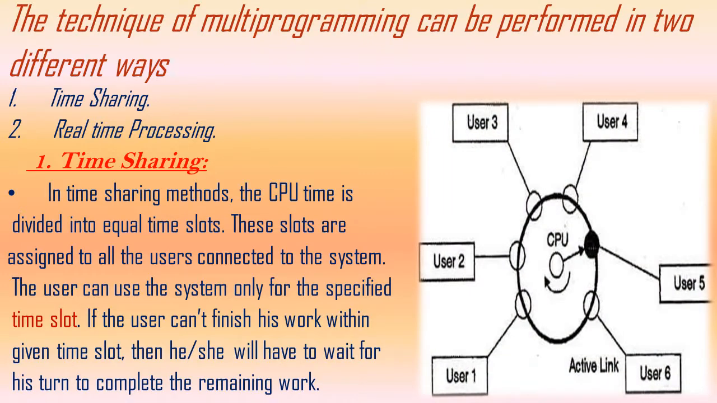Look at the diagram. Here are some of the users, from user 1 to user 6, meaning jobs. Six jobs were there. Here, user 5 is utilizing the CPU timing. User 6 is an active link. All the other users, user 1 to 4, are waiting for the CPU timings.